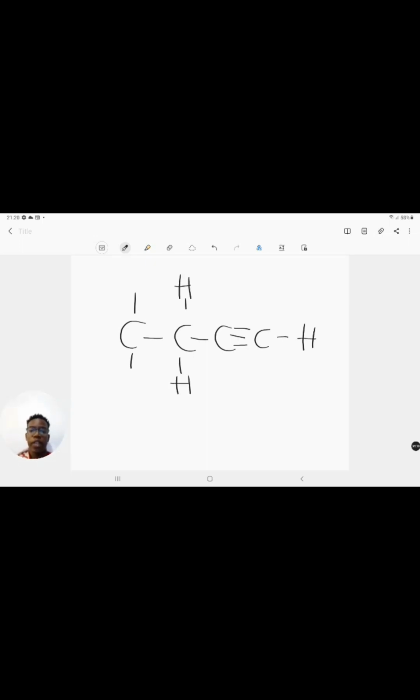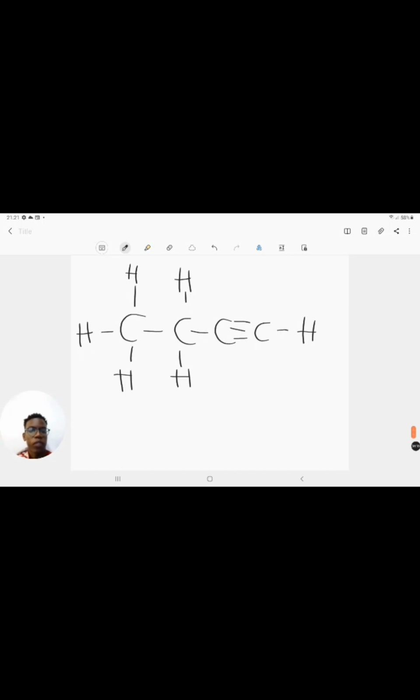Remember that. That's why it's so easy for me to come up with these examples, because all the C's must be surrounded with 4 lines, 4 bonds. Now, how do we name this? Easy. We know how to name this.